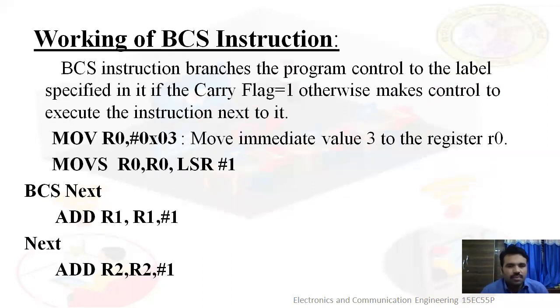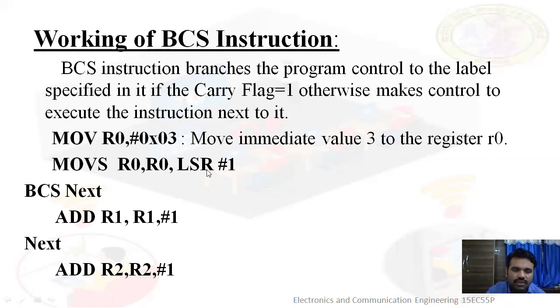Now the working of the BCS instruction, branch on carry set. As the name itself indicates, it branches to the label associated with it when the carry flag is set. Now consider a piece of code. MOV R0, #3. That is, the least significant bits in this are 1 1. That is, 1 1 is the binary equivalent of decimal number 3. R0 value is equal to 3.